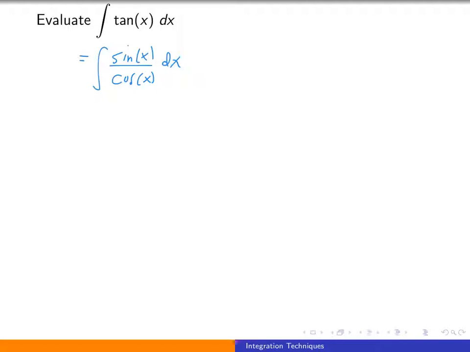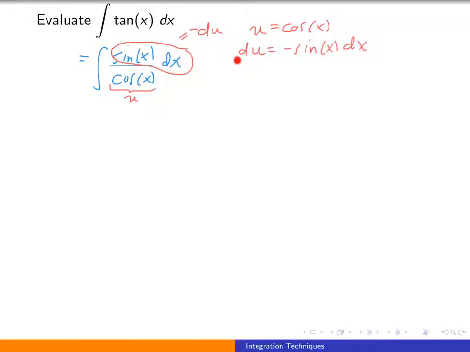You really do have this inside function. You have u, which could be cosine x, in the denominator of a function. So if we let u be cosine, then du is minus sine x dx. So the sine x dx left over is going to be equal to minus du in this case, just bringing that minus sign over to the other side with the du.